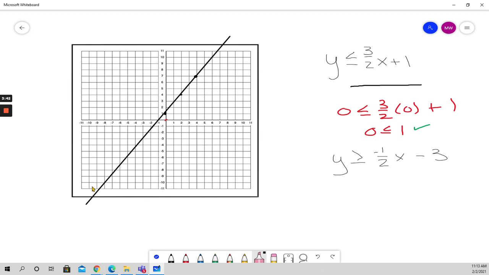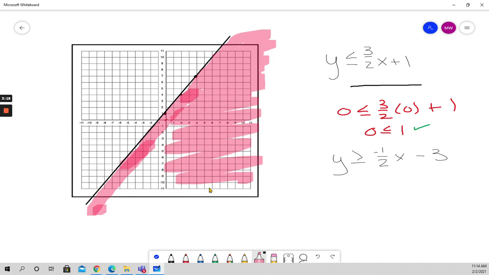So I shade the region of the graph that contains 0, 0. So that would be everything on this side of my line. So, let's see. All of this would be considered part of the solution.